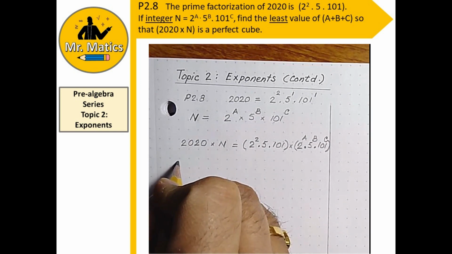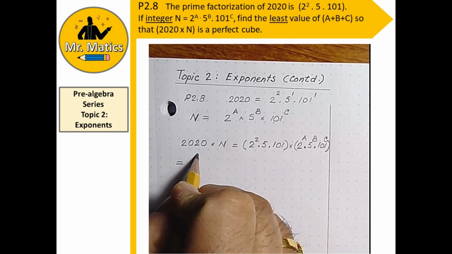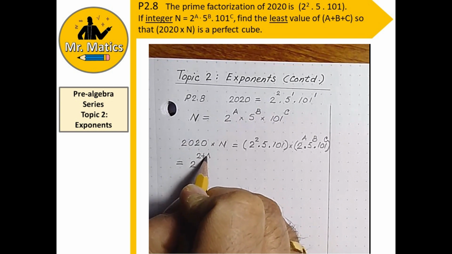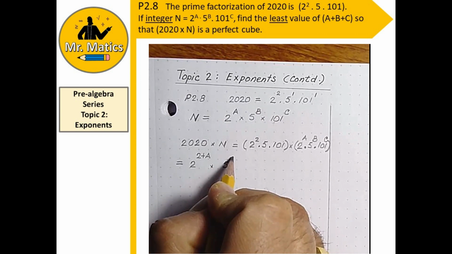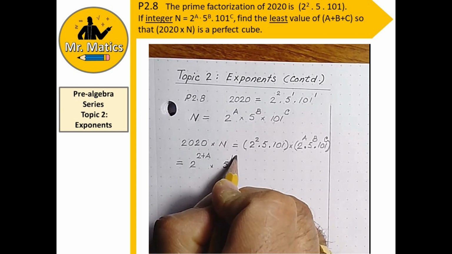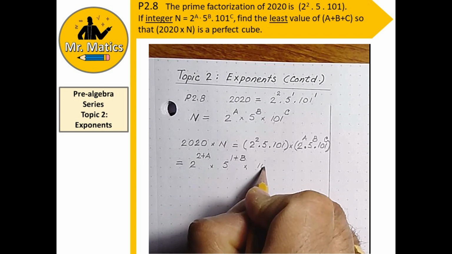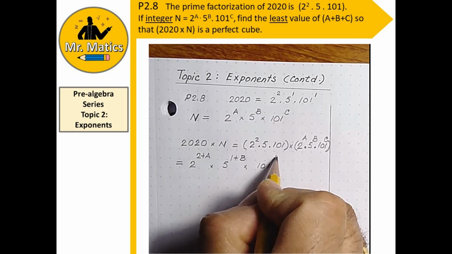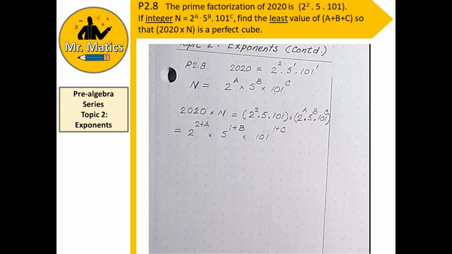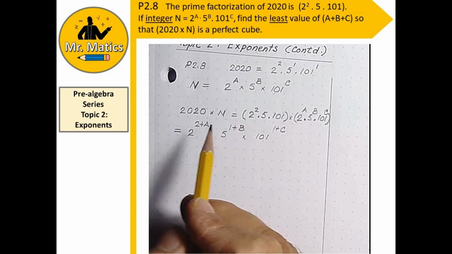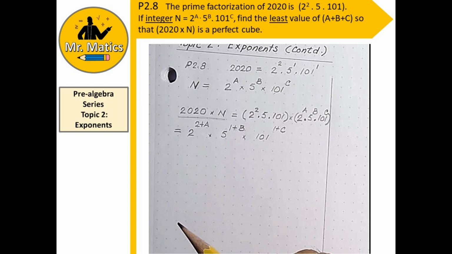And if I collect all the factors of 2, that becomes 2 power 2 plus a, times 5 power 1 plus b, times 101 power 1 plus c. Now this number 2020 times n, this will be a perfect cube number. That's the intention.